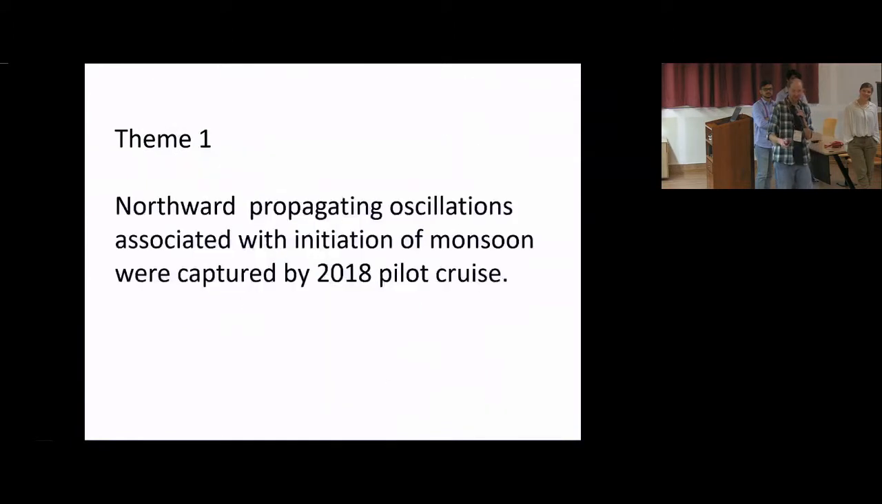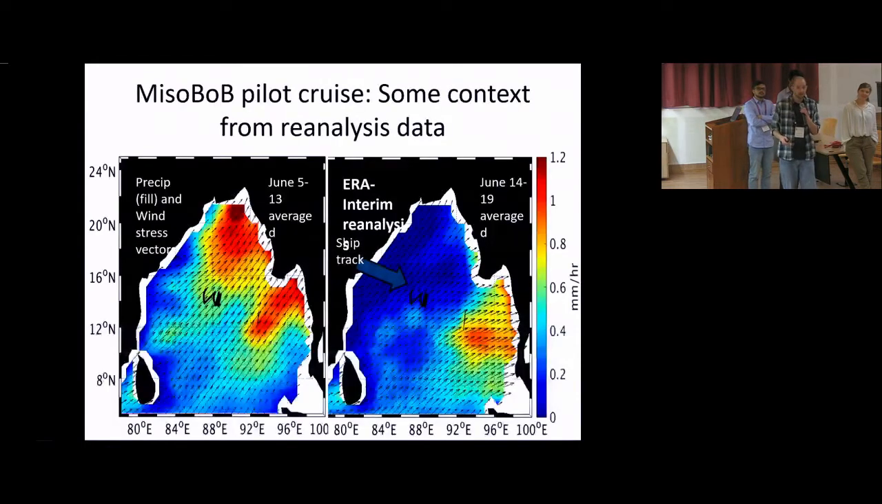So to give a little context, we're going to look at what the pilot cruise was doing. There was a pilot cruise, it measured some stuff, and that happened at the onset of the monsoon, which was really great timing. The group I was part of was charged with looking at reanalysis products to put the spatial large-scale context of the cruise there. What you're looking at is rainfall with wind stress vectors. The ship was around here during this time.